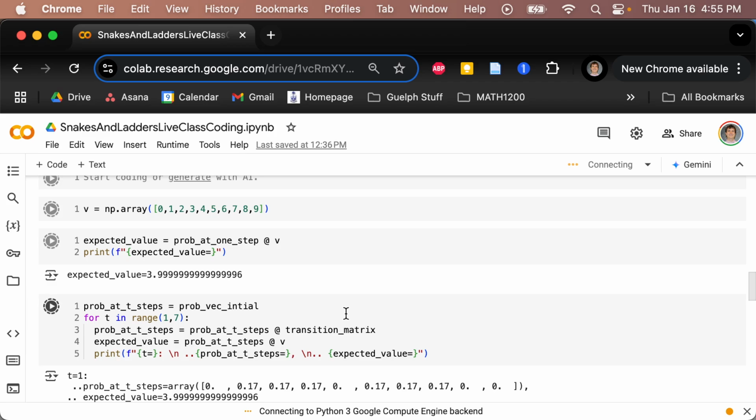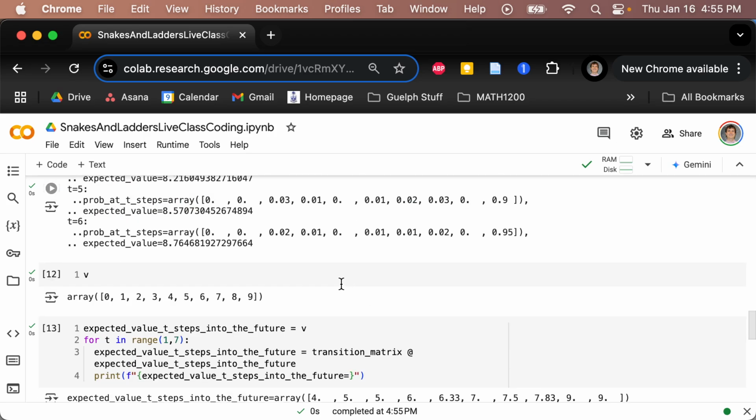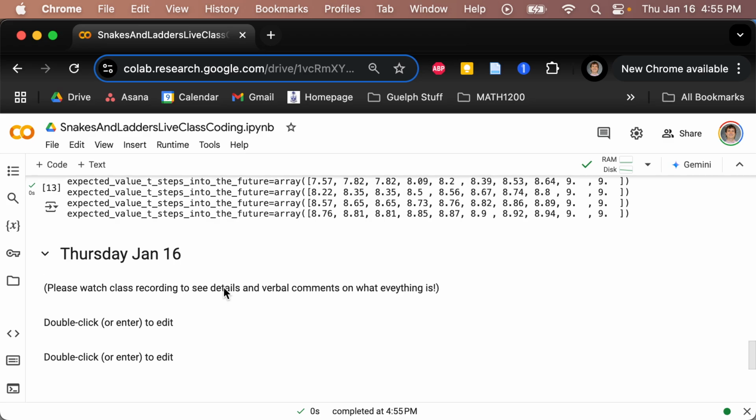Last time we were calculating the expected value of the position. We used this V, which was 0 to 9, and we were saying, where are you on average? We figured out that after one roll, you're at position 4 on average, and that kind of thing. And today we're answering the question, how long until you get to the end?